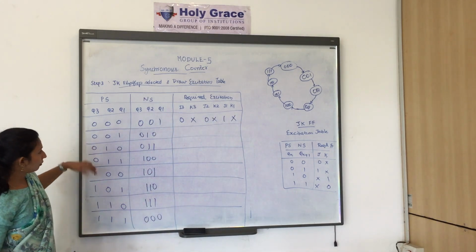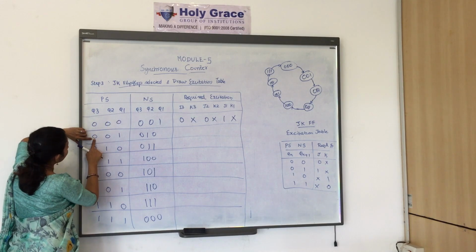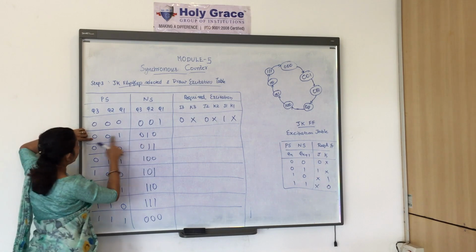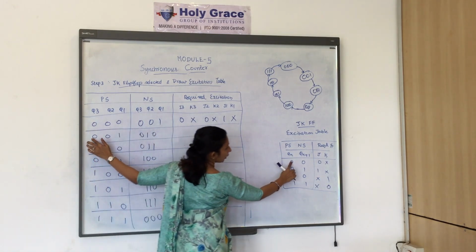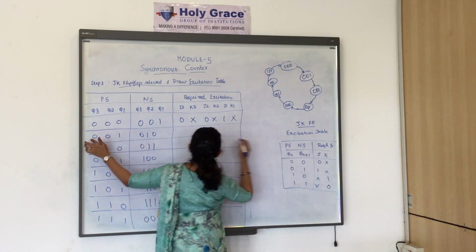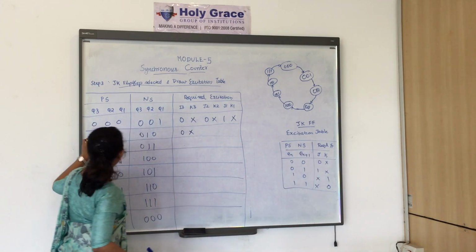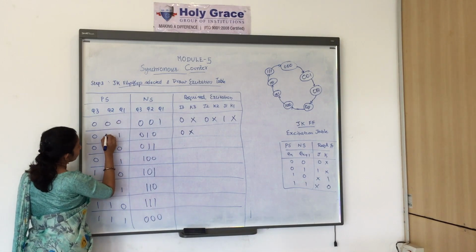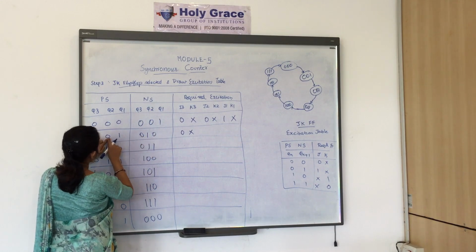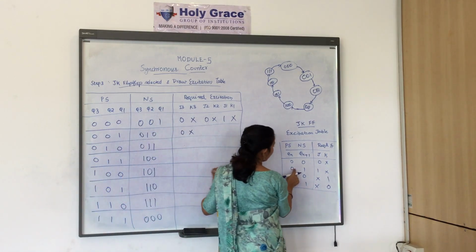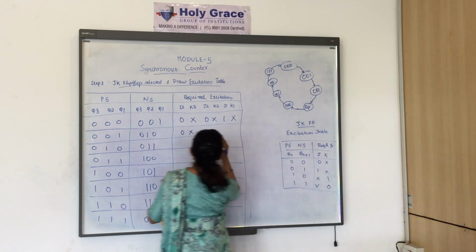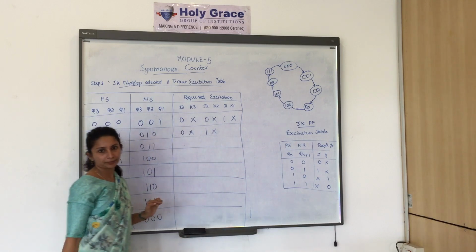Now next, the present state of Q3 is 0. The next state of Q3 is 0. So 0, 0, the excitation will be 0, don't care. Okay. Now Q2 present state is 0. Next state of Q2 is 1. So 0, 1, the corresponding required excitation is 1, don't care. So this is 1, don't care.